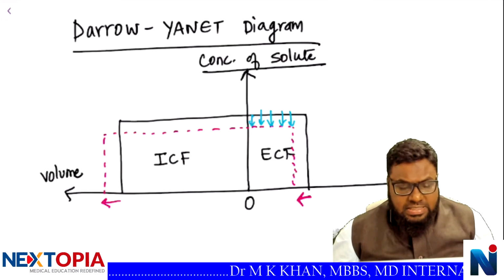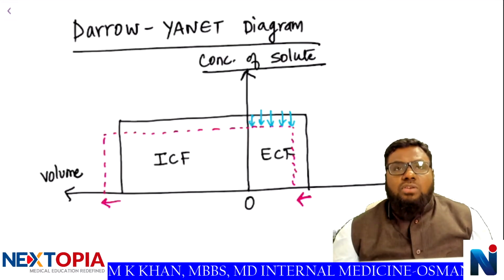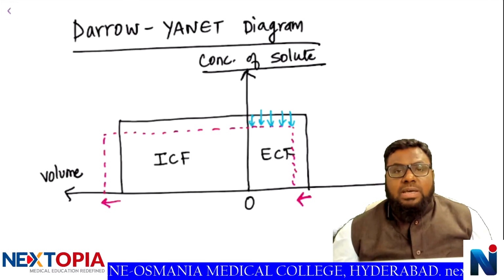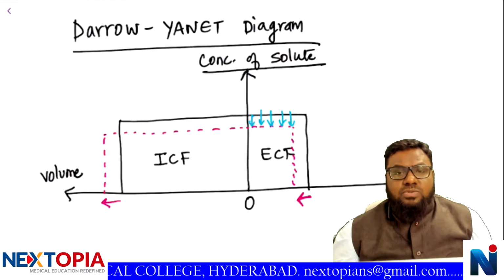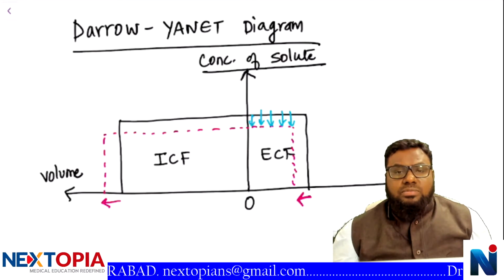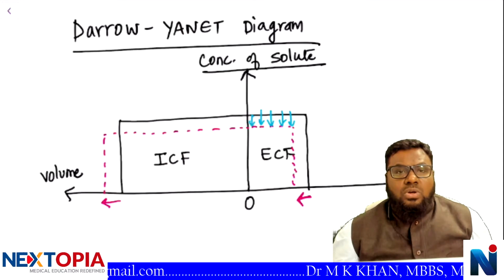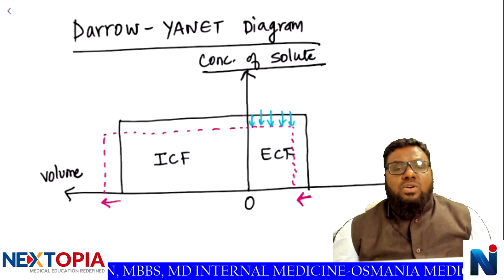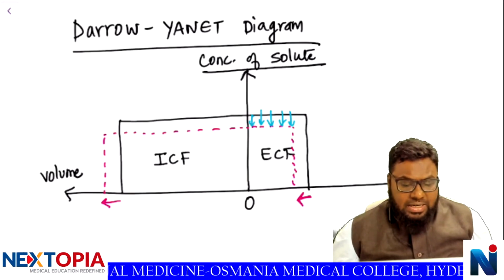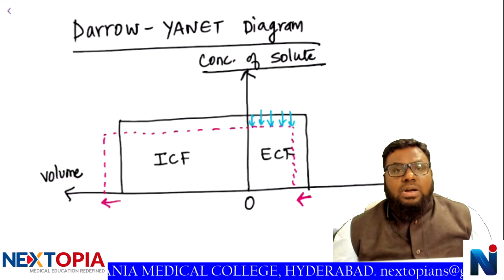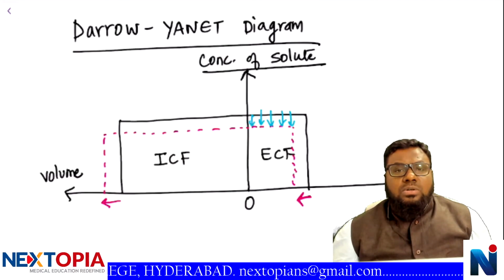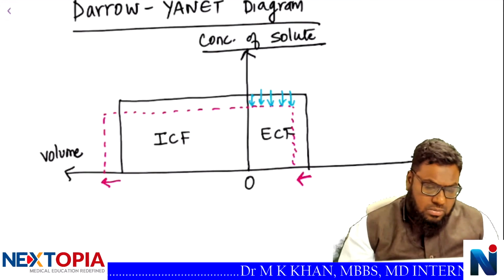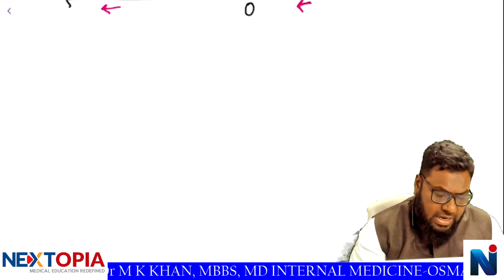We'll try to understand various illustrations of the Darrow-Yannet diagram of volume and osmolality. We'll make differences, and we'll try to analyze in patients what kind of changes have occurred. All right. So suppose a patient shows a loss of extracellular volume with no change in osmolality. What will happen to the intracellular volume? Let us try to understand with the help of the diagram here.